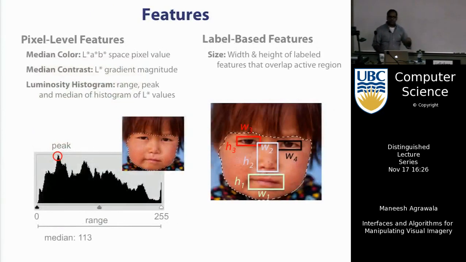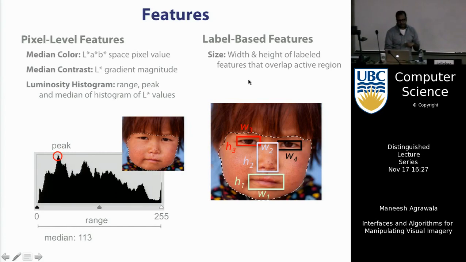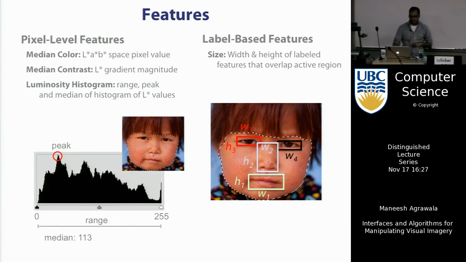And then what are the features? Here we're using some pixel level features like colors, various statistics about the colors, and then label-based features from our face detectors that give us the width and height of each of the labeled regions. So that's how we do the parameter learning.